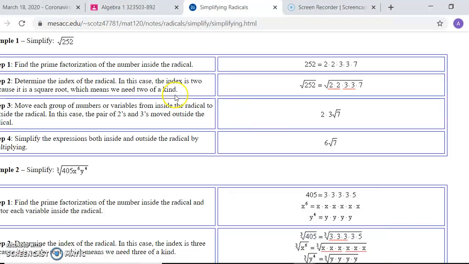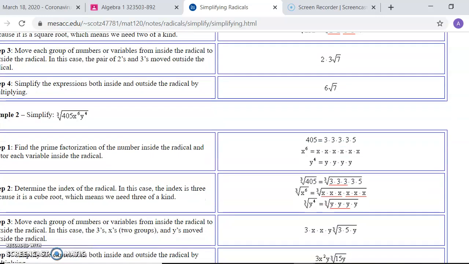Okay, so what's the next step? Well, determine the index of the radical. In this case, the index is 2 because it is a square root, which means we need 2 of a kind. So we have 2 of the kind of 2 times 2, and 2 of the kind of 3 times 3. We can now get the square root of 4 and the square root of 9. The square root of 4 is 2. The square root of 9 is 3. Multiply those together. We can't do anything with this, so you end up with a square root of 7. So the answer is 6 square root of 7.